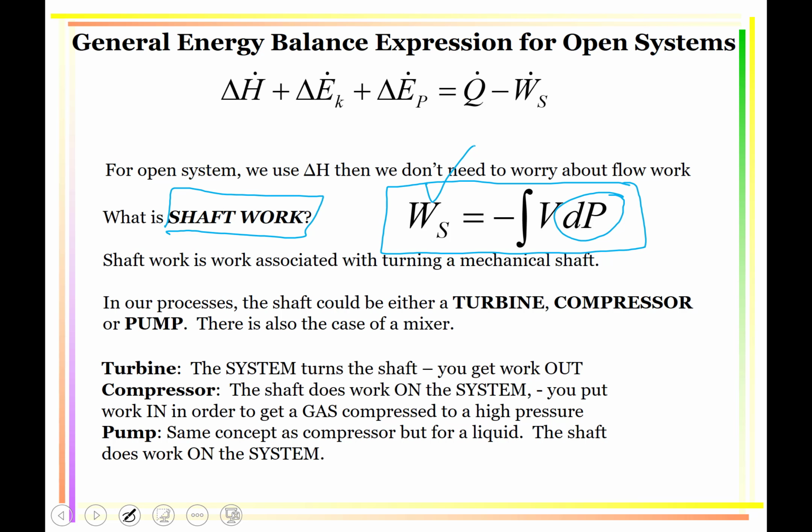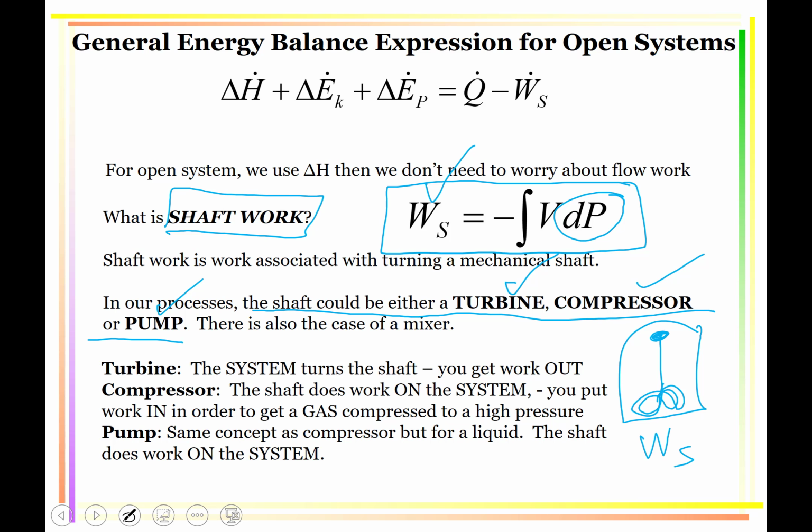In our processes, the shaft, we either consider in our class a turbine, compressor, or pump. There is also the case of a mixer, and a mixer just beats the fluid; in fact, a mixer is associated with a motor that does the stirring. However much energy of the mixer we have, if you neglect what dissipates by heat, assuming that all the energy in the mixer goes into stirring the fluid, then you can use that as your shaft work, WS.